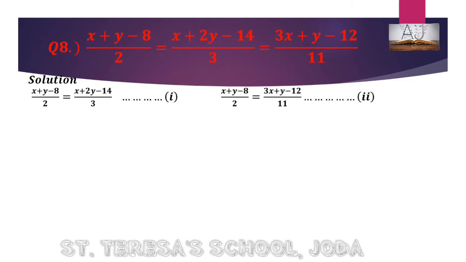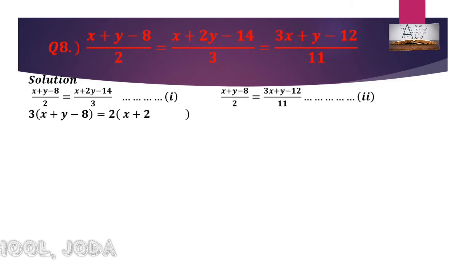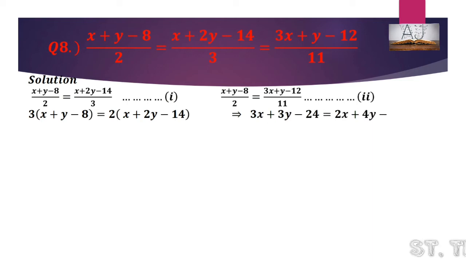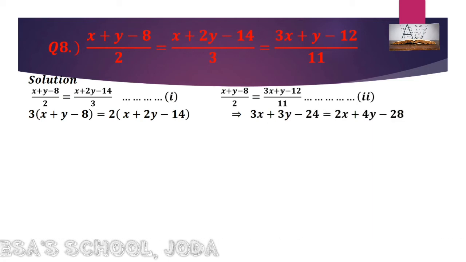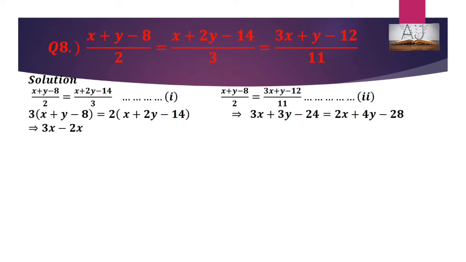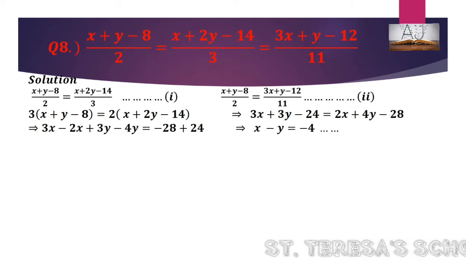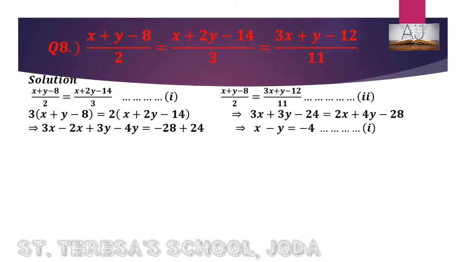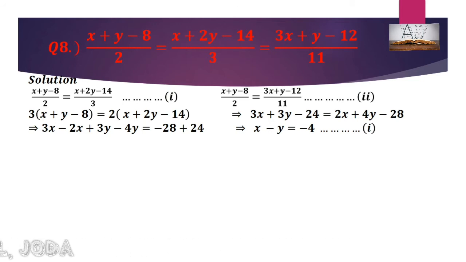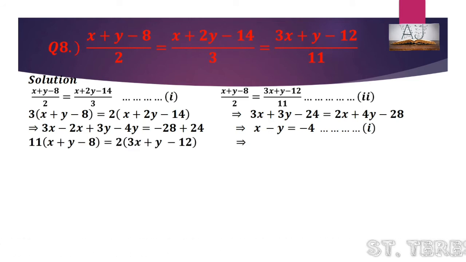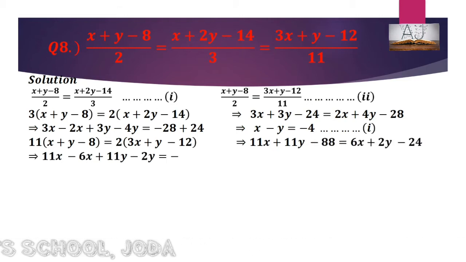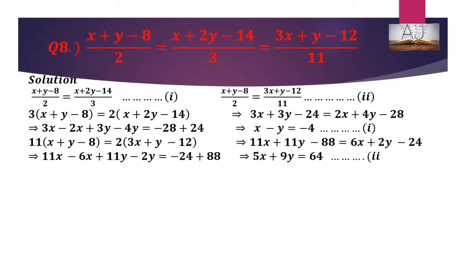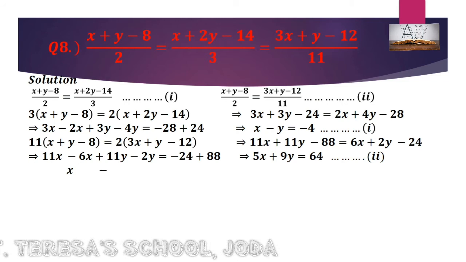I am making the first one equal to the second one and the first one equal to the third one. So cross multiply for the first equation: 3 goes to the other side and cross multiplied, and 2 goes to the other side. After cross multiplying, simplifying and bringing them to one side, we get the first equation as x minus y equal to minus 4. Similarly, we do the second equation. Cross multiply and, after simplifying, we get 5x plus 9y equal to 64. This is our second equation.